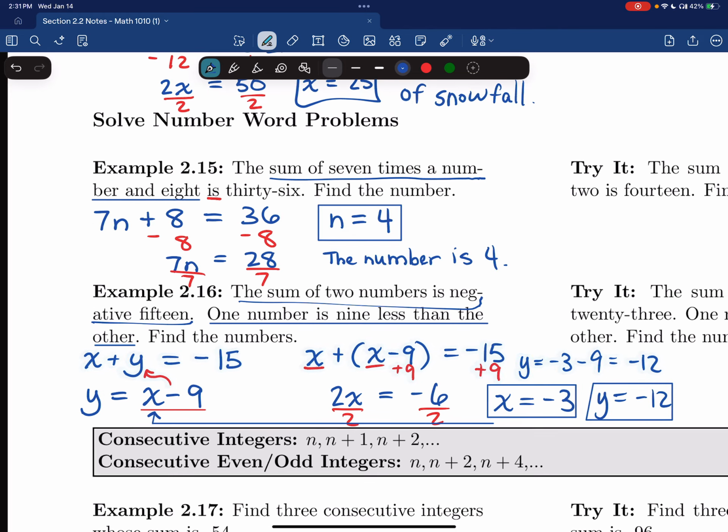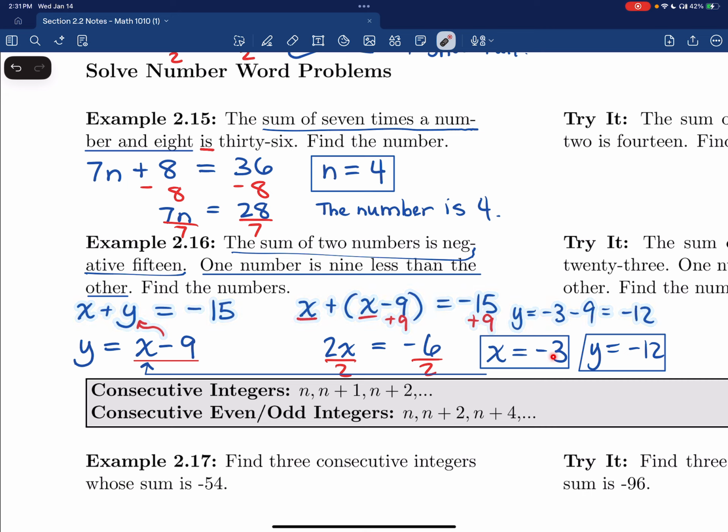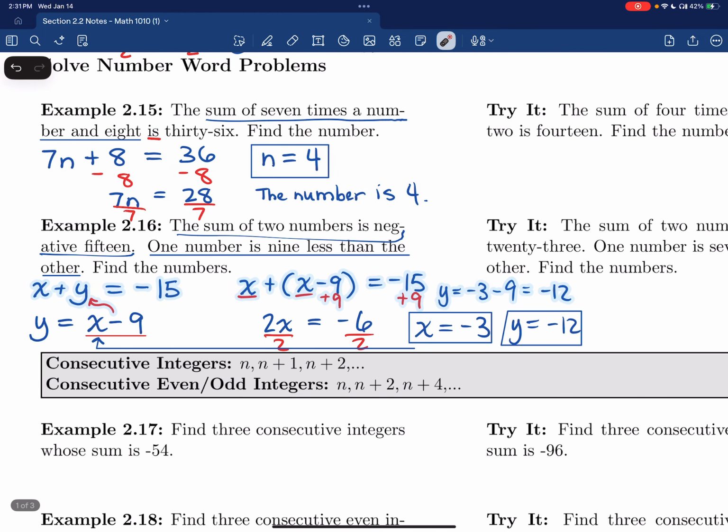Now, oftentimes it's good to check to see if we've got the right answer, because we know that they have to add to negative 15. Does negative 3 plus negative 12 equal negative 15? Well, yes, it does. So at least I know that it's a possible solution, and it makes sense that these would be the correct answer.